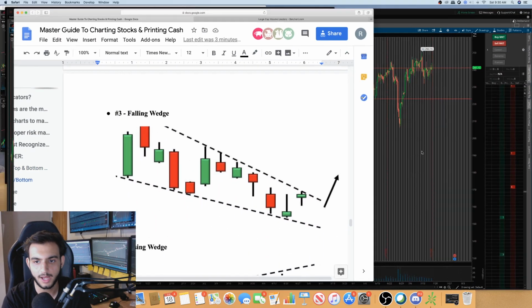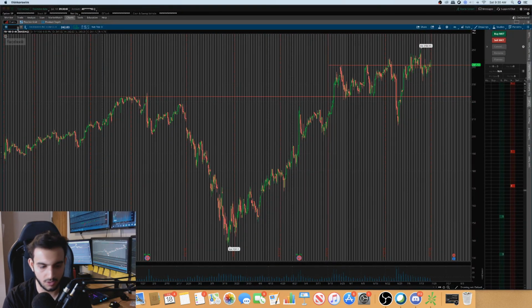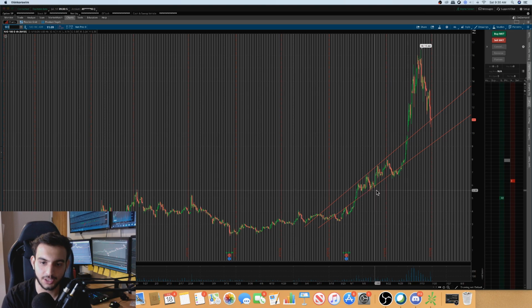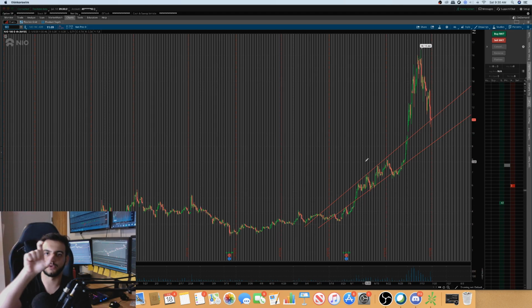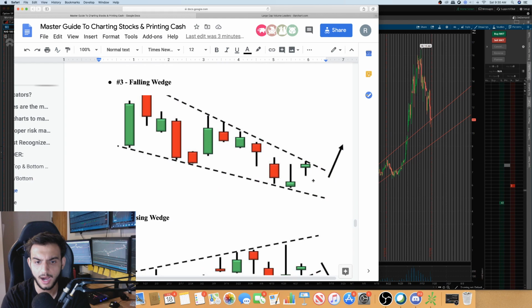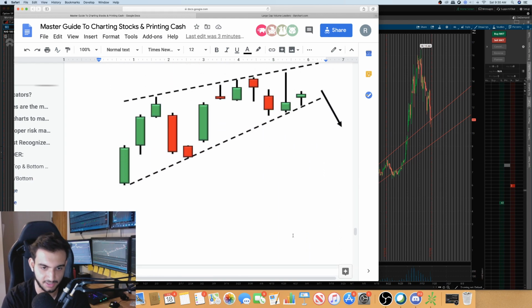Next one is a falling wedge. This one's super simple. Remember, we did NIO. Or this one would actually be a bit of a rising wedge, I guess. It's a bit of a megaphone. It's kind of going up slowly. But yeah, rising wedge is up, falling wedge is down. Easy peasy lemon squeezy, honestly. Very, very simple. If it's at the top line, you're expecting it to break out. If it's at the bottom line, you're expecting it to break down.